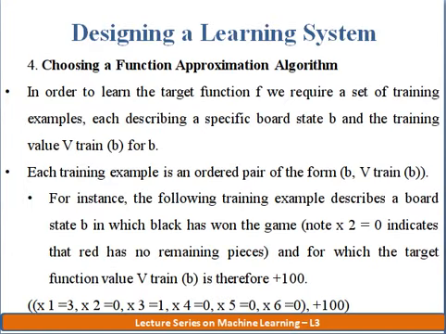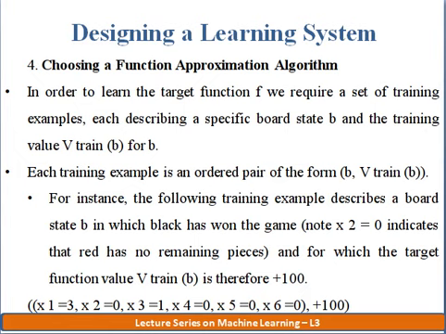Now starting with today's topic, the fourth step in designing the learning system is choosing a function approximation algorithm. In order to learn the target function, that is V cap, we have to have a set of training examples, each describing a specific board state b and the training value Vtrain of b for that board state. That is, each training example is an ordered pair of the form b comma Vtrain of b.